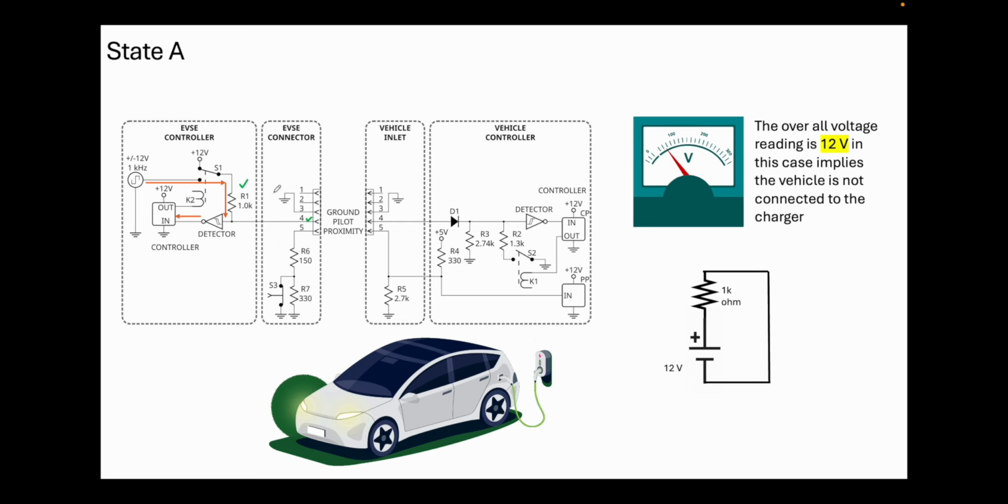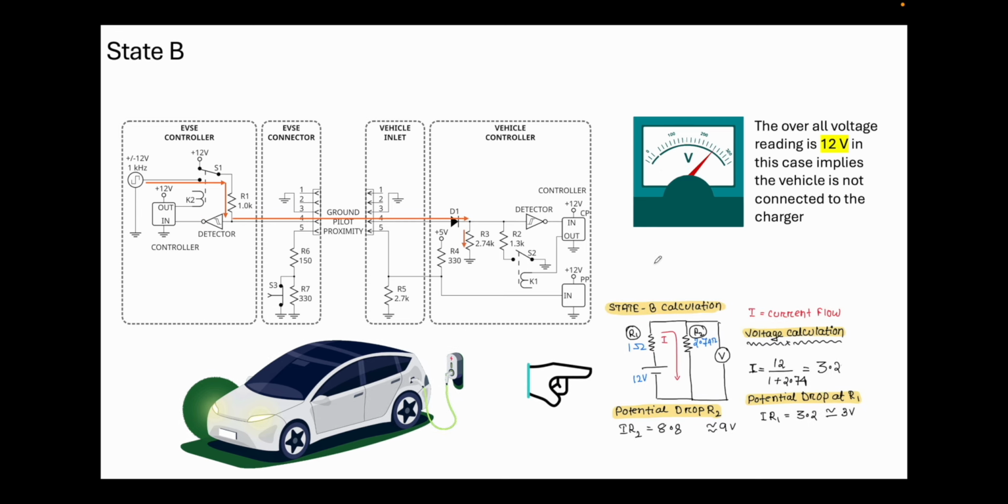So if you draw the equivalent circuit for the same, this is the equivalent circuit of this entire diagram, and you will have a 12 volt supply and a 1k resistor, and over this resistor you will have a 12 volt voltage drop, and this is how it reads the 12 volt as it is not connected to the charger, the electric vehicle.